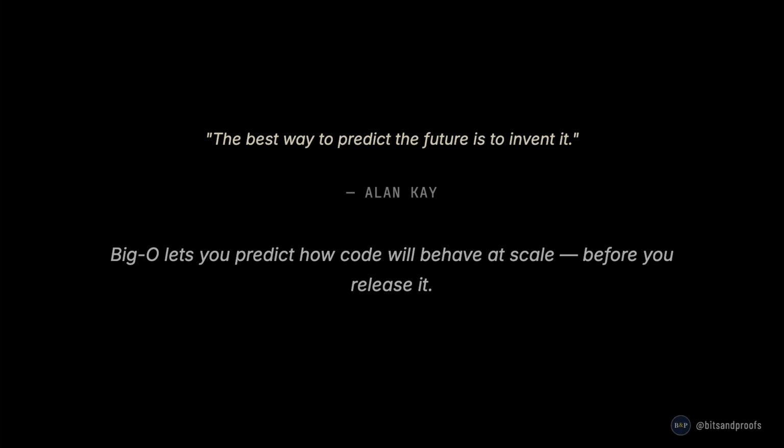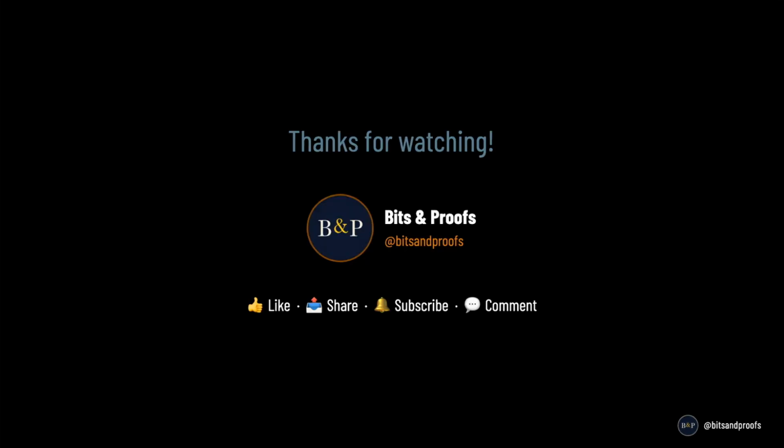The best way to predict the future is to invent it. Alan Kay said this in 1971, talking about computer science research. It applies to Big O too. Big O lets you predict how code will behave at scale before you ever release it, before any user touches it. You're inventing the future of your function's performance with math. And that's the closest thing software engineering has to seeing the future. Every senior engineer eventually internalizes this skill, and you're well on your way.